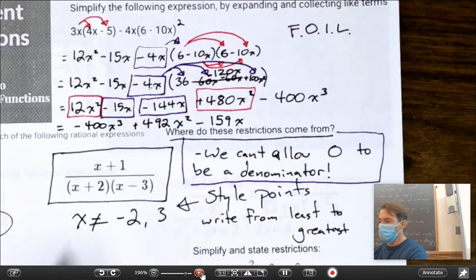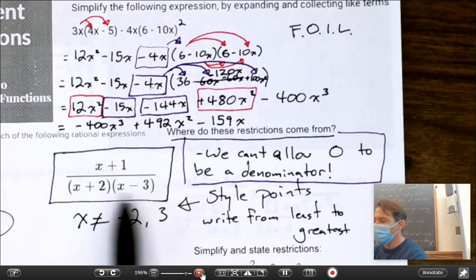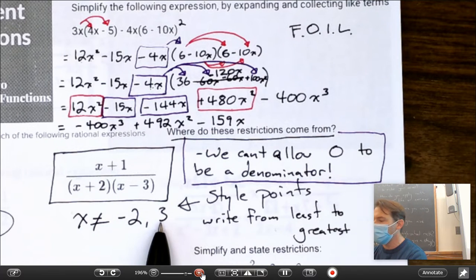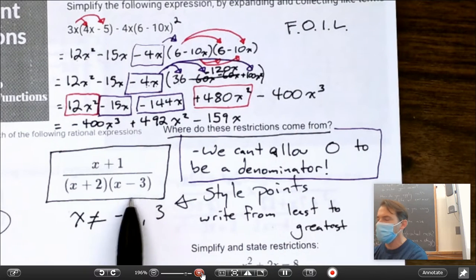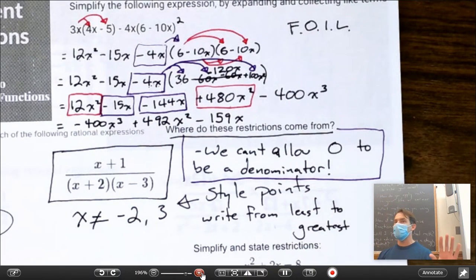Yeah, you're just looking at the denominator and saying, what are some of the values that x is not allowed to be? And so you would say x is not allowed to be -2 and x is not allowed to be 3. These are restrictions on the domain of your functions. So you find these restrictions in the denominator, the values that x is not allowed to be.